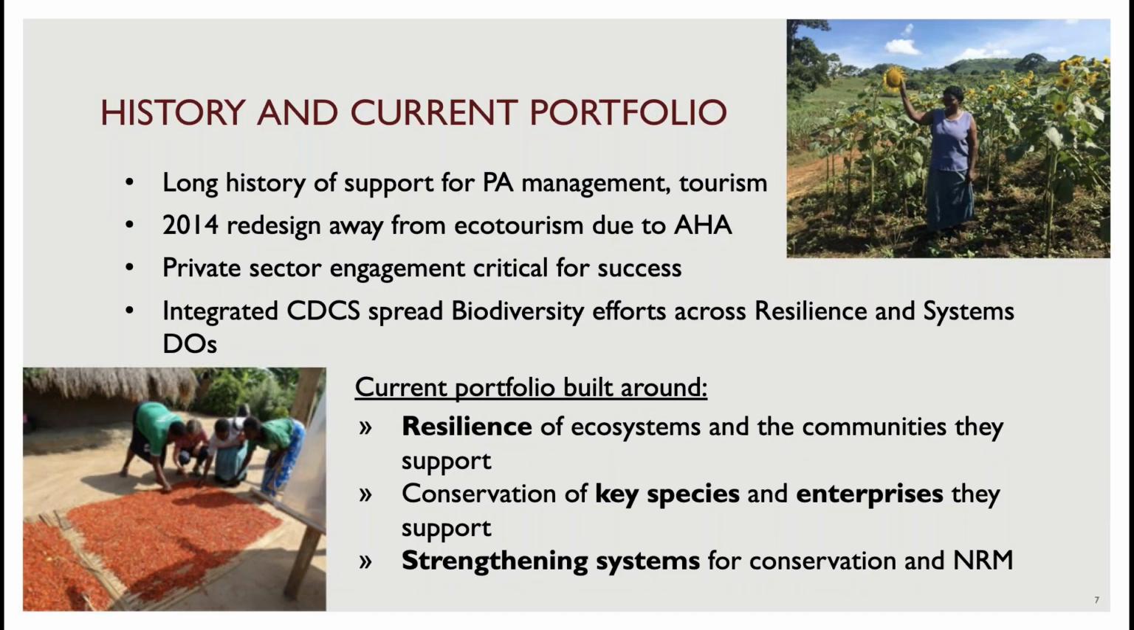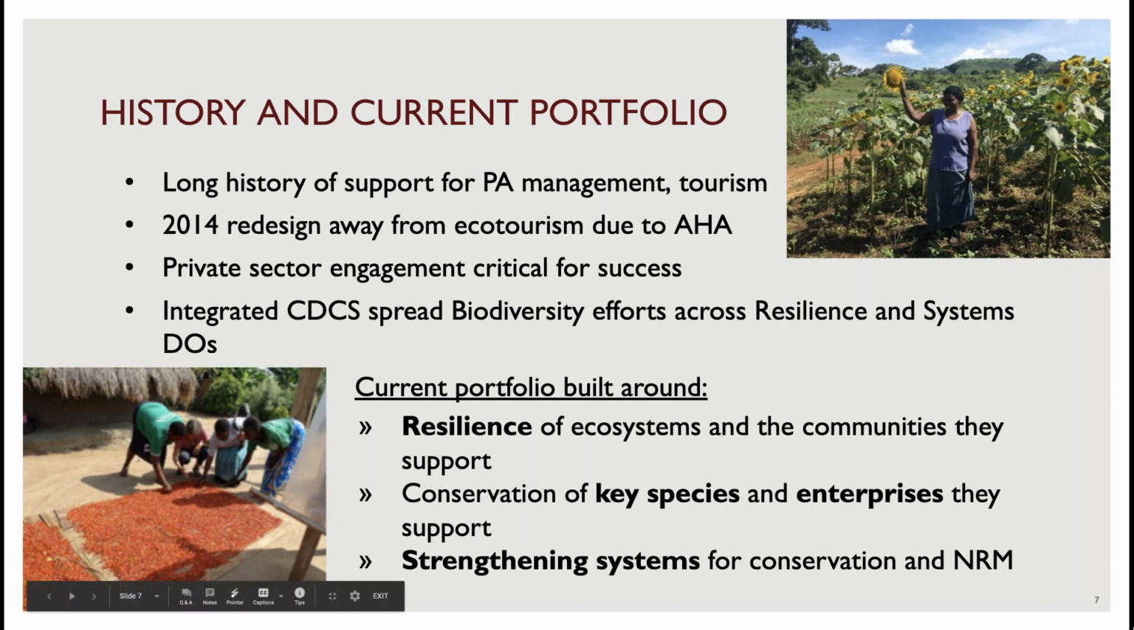Okay, so I just wanted to start off with a really brief history and look at our current portfolio. So in Uganda, we've had a really long history of support for both protected area management and small-scale conservation enterprises, but historically the focus had been on ecotourism. But in 2014, the Ugandan government passed a law, the Anti-Homosexuality Act, and the US government response to that was to halt all support for tourism in Uganda. And so that really hit the portfolio, and we had to look at how we adapted our approach to biodiversity conservation programming in the absence of being able to support ecotourism.